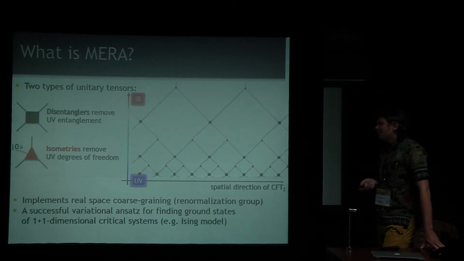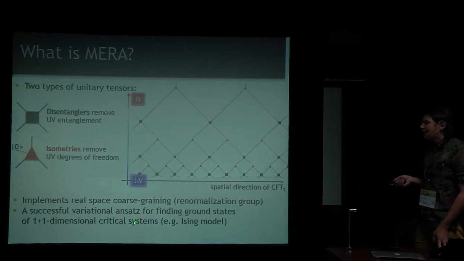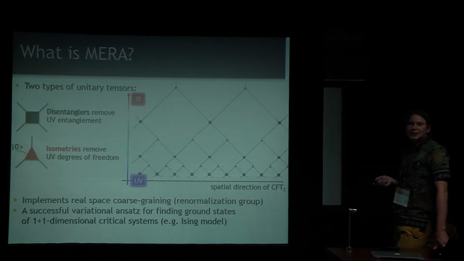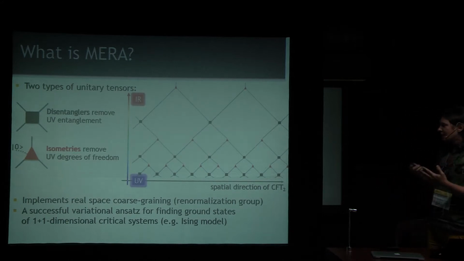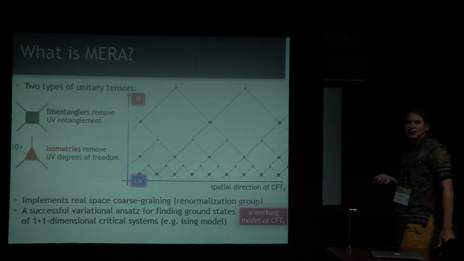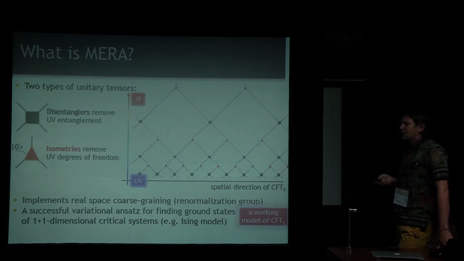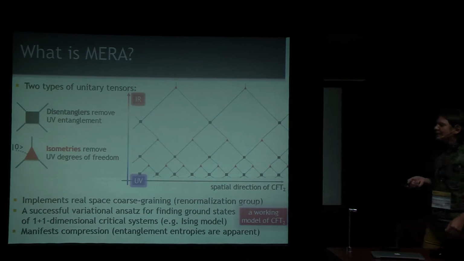Something I should say about the network is that it's a very successful variational ansatz for finding ground states of critical systems in 1+1 dimensions, for example, for the critical Ising model. So we know that in working with this network, I'm really describing the ground state, or perhaps not just the ground state, of CFT2s.